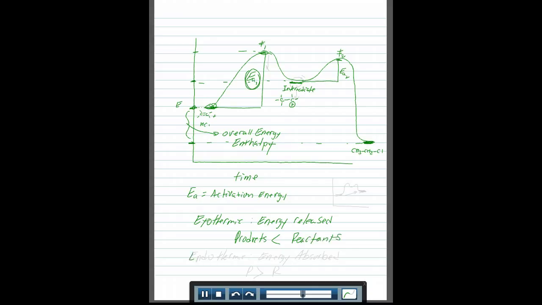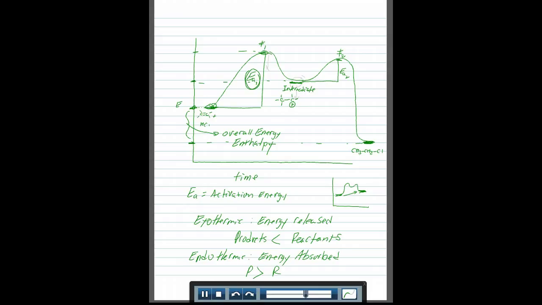An endothermic reaction is the exact opposite. Endothermic means energy is absorbed into the molecules. You need to add energy. This is where your products are greater than your reactants. And that would look something like this: you would have whatever your activation energy is, and then your final product would be higher in energy than where you started. So that is what an endothermic reaction would look like.